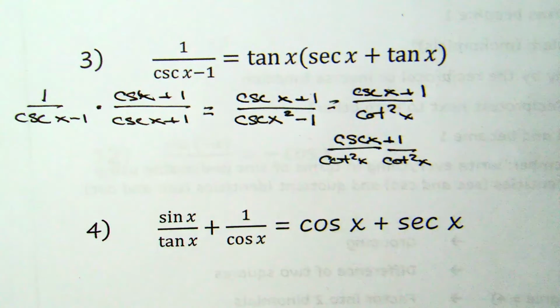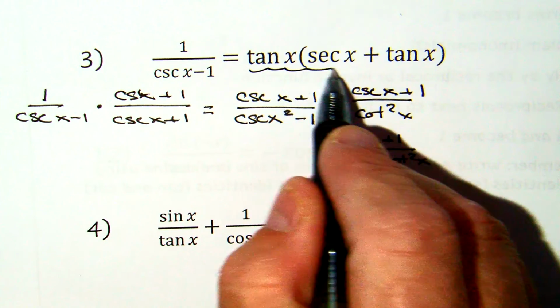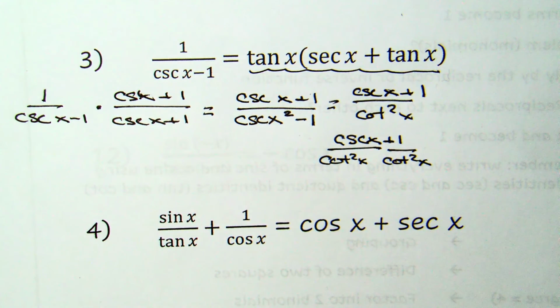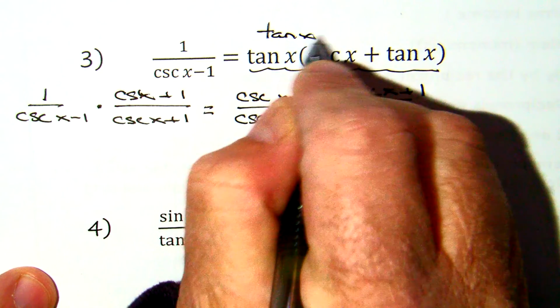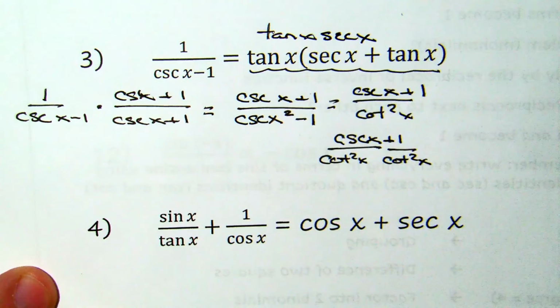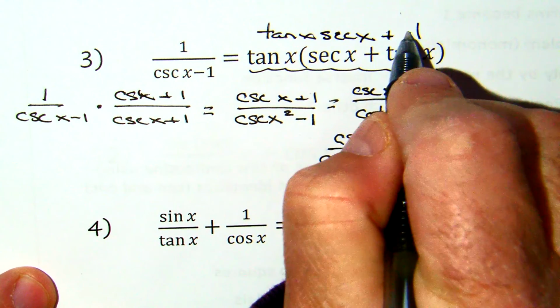At that point, I would take a look at my right-hand side and simplify that. You're going to simplify that by doing the distributive law. Tangent times secant is just that, tangent x secant x. We'll work on that in a second. Plus tangent squared x.